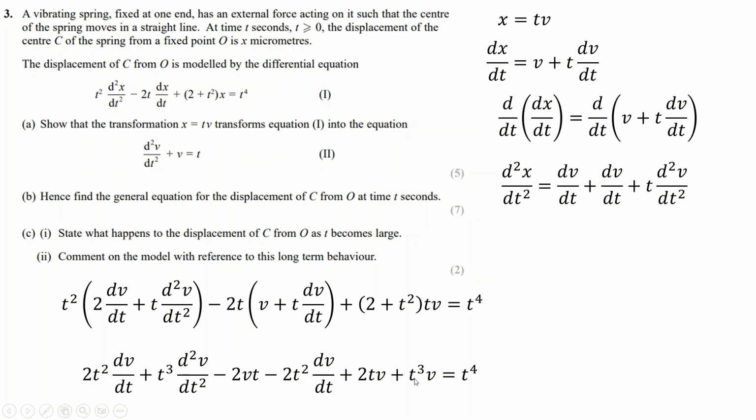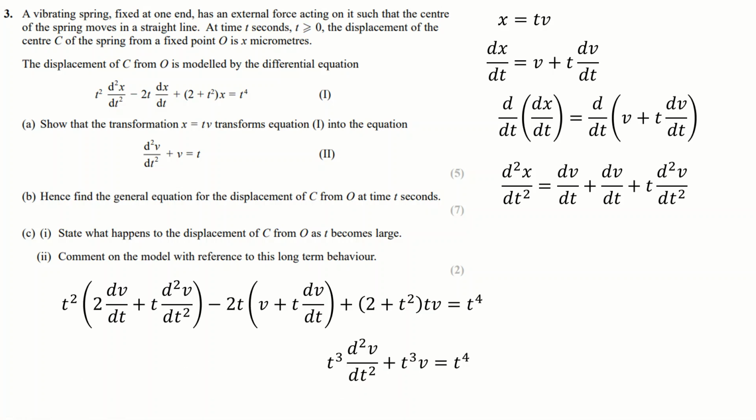And then, of course, what's quite nice here is that this one cancels with this one cancels with this one, and we're just left with this, I think. Those are the only terms that are left. And then we divide by t cubed, and we get the answer that we wanted, which is good. Hence, find the general solution for x.